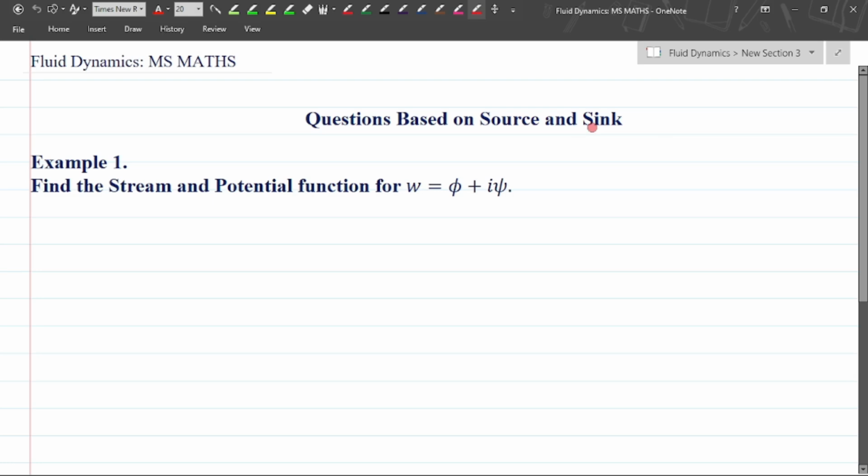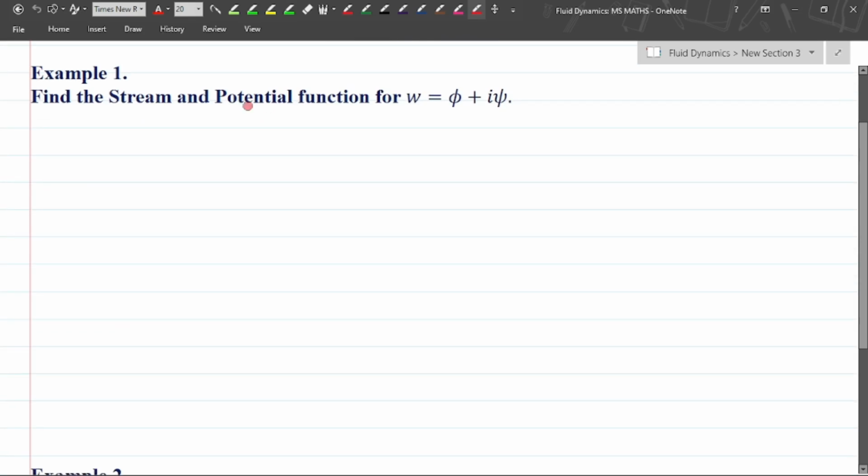Earlier, in the previous videos, we derived the complex potential function for the source, sink, and doublet. In this particular video, we're going to discuss some examples so that the concept will be clearer. Okay, let's start. Example number one is to find the stream function and potential function.